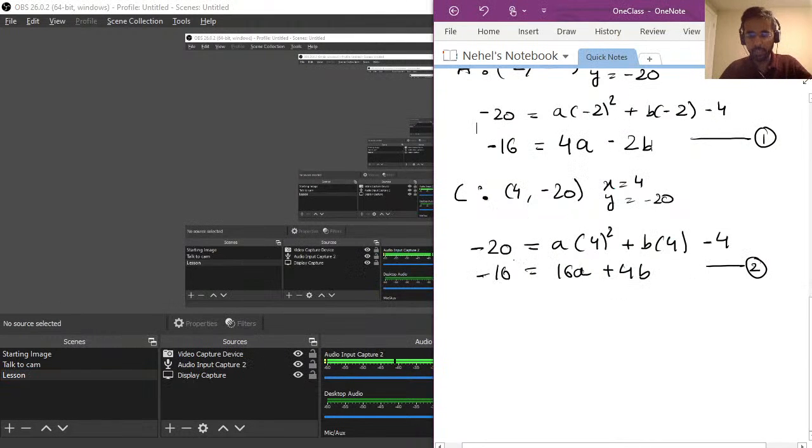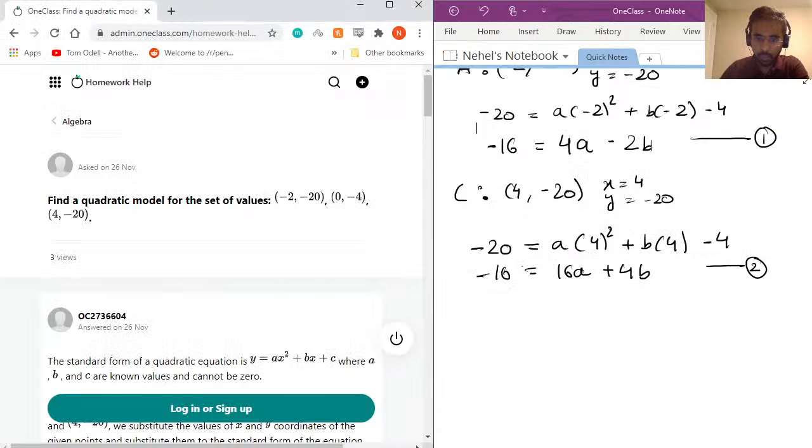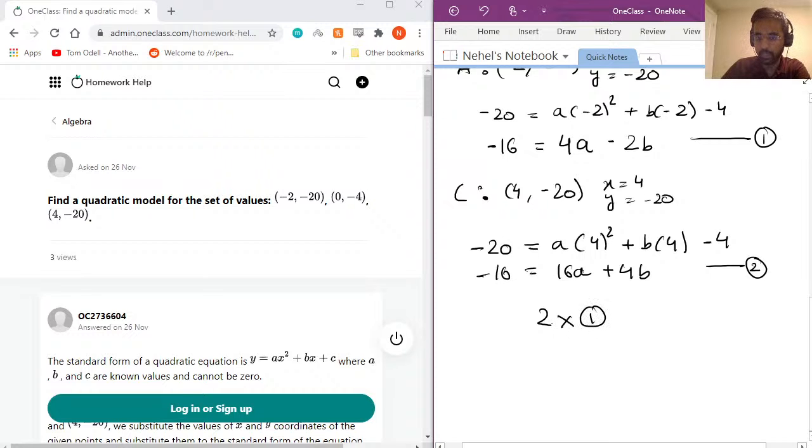So the way I would do that is, I see right at the back that in this equation I have negative 2b and in the other one I have positive 4b. So if I multiply equation 1 by 2 on the left hand side and right hand side, what do I get? So 2 multiplied by, this is not equation 2, this is the number 2 multiplied by the equation 1, we get negative 32 is equals to 8a minus 4b.